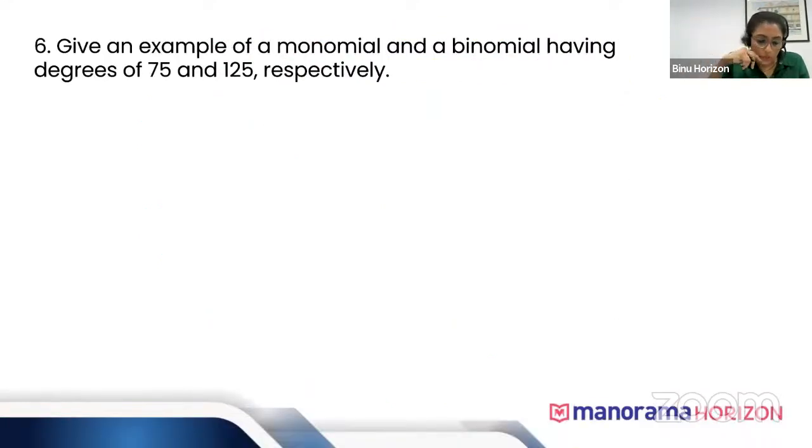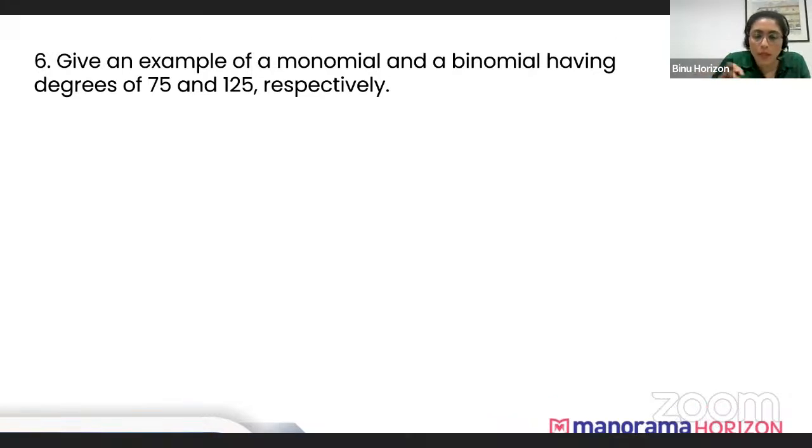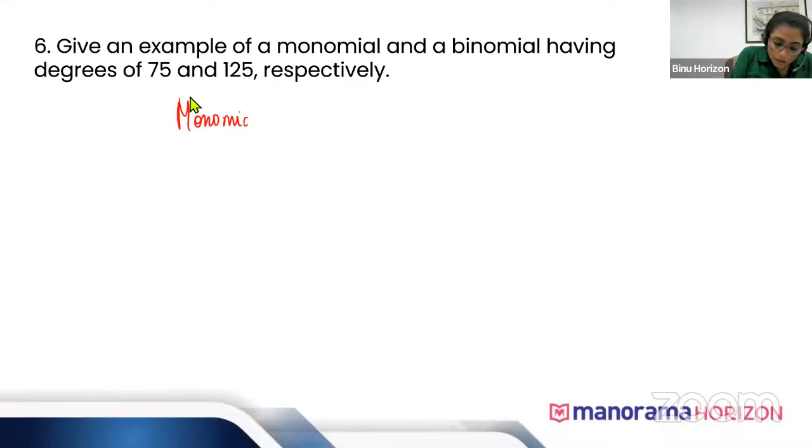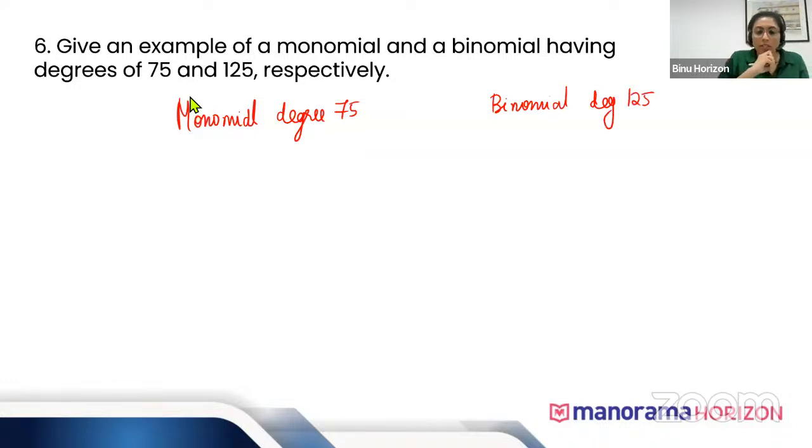So this is what I told you. Give an example of a monomial and a binomial having degrees 75 and 125 respectively. That means you have to give an example for a monomial with degree 75, and you have to give an example for a binomial having degree 125. How will you find?